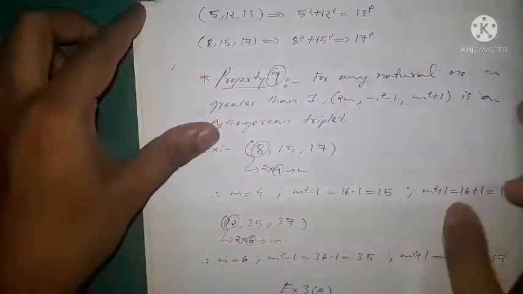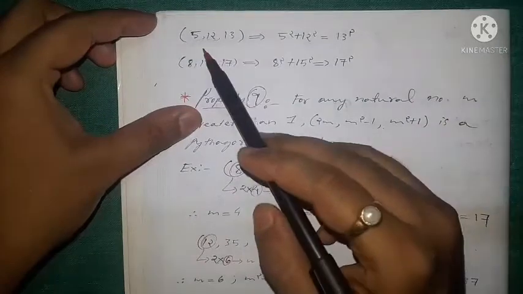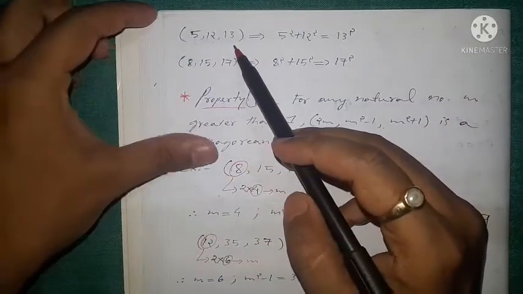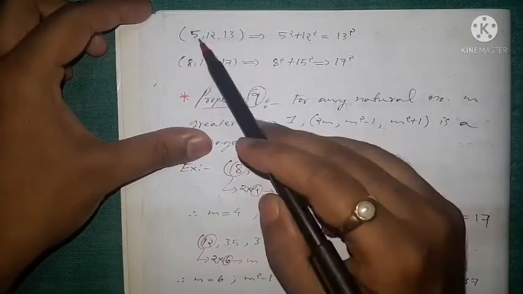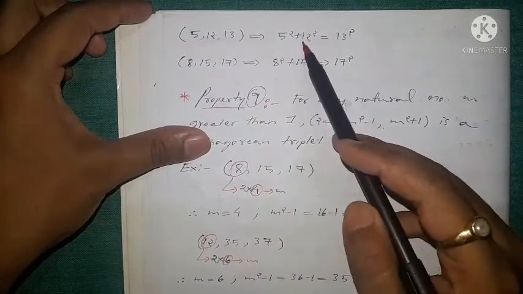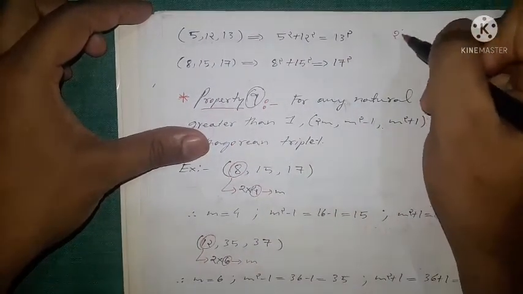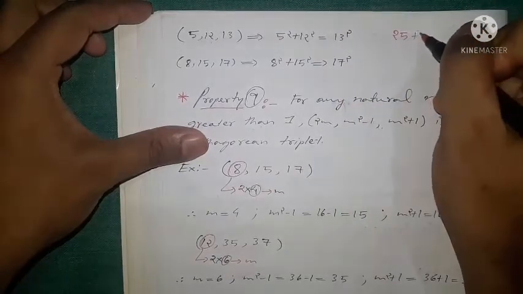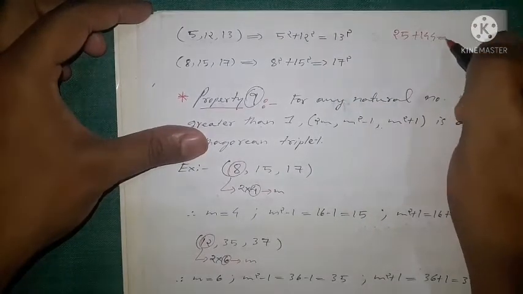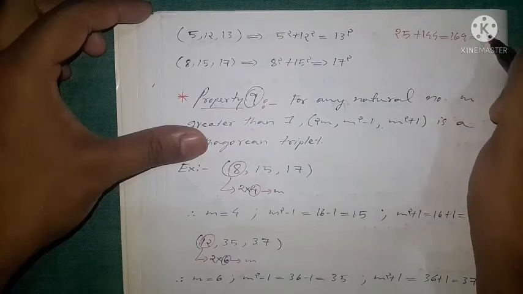Apart from them, some other types are there, like 5, 12, 13. This is a Pythagorean triplet. You can check. Why? Because 5 square plus 12 square is equal to 13 square. So 5 square is 25, 12 square is 144. If we add, it becomes 169, which is 13 square.